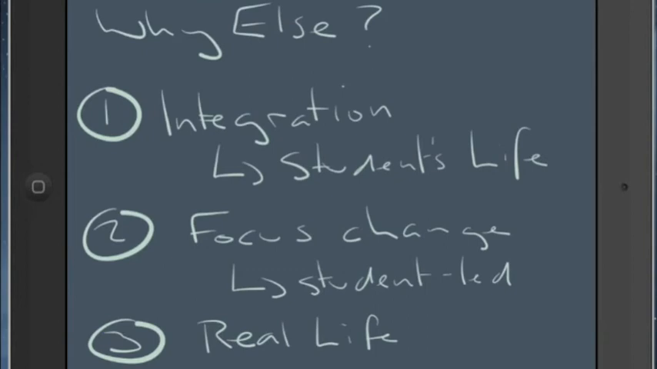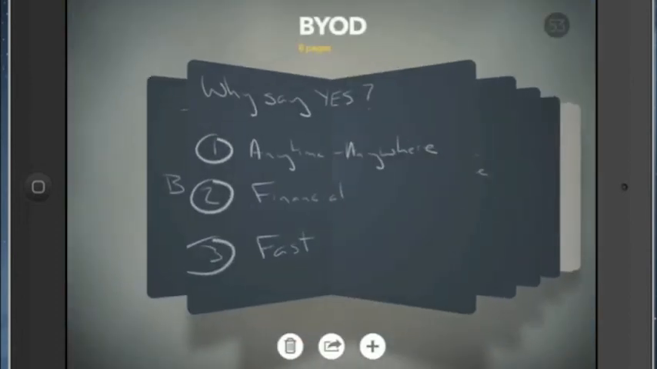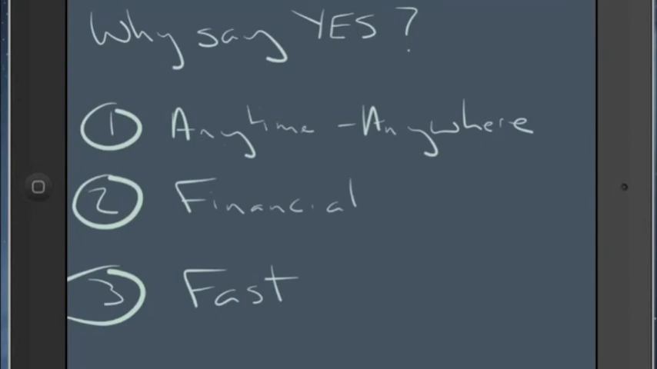And really that is it for this first part of the course. I just wanted to draw attention to the fact that there are really here six big, important, powerful reasons that a BYOD policy could really work in any school, in any district, anywhere in the world, because it allows anytime, anywhere learning. It's cheap, it's inexpensive, it's fast and effective.